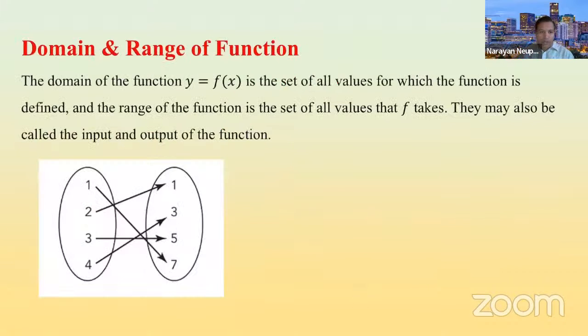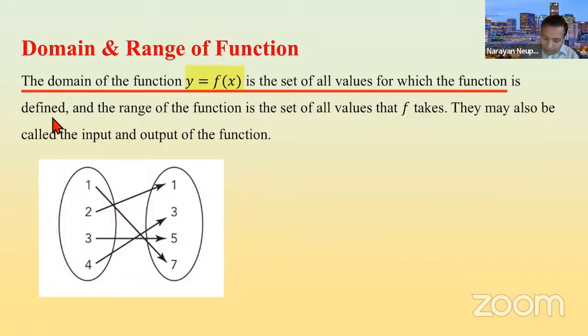So let's just start with the definition. When I say domain and range, I have the definition for them here. The domain of the function y equal to f of x, from the previous class, we know that we can represent a function as y equal to f of x, is the set of all values for which the function is defined. Those values of x for which the function is well defined, that is called the domain. Those values of x which, when you plug in, make sense to the function, are called the domain of the function.